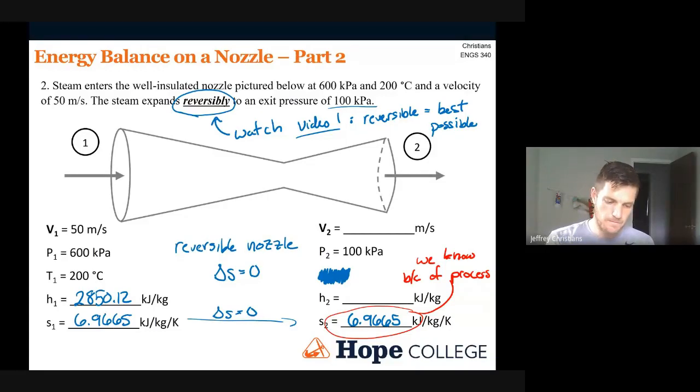So, we know the inlet state because we're given 2 pieces of information, and that allows us to find these other 2. We know a single piece of information about the outlet, but now we know how we get from point 1 to point 2. We know we get there by a reversible process. That path from 1 to 2 is what tells us this second piece of information, the path or process.